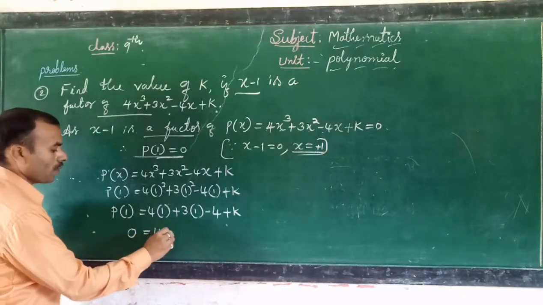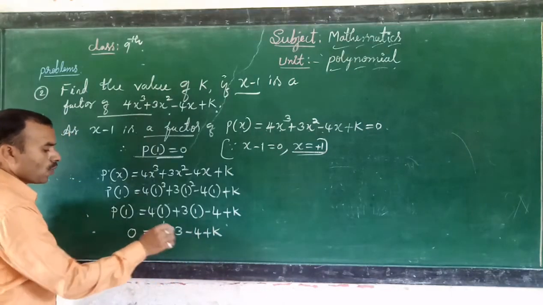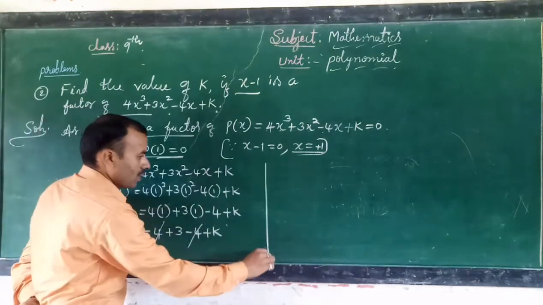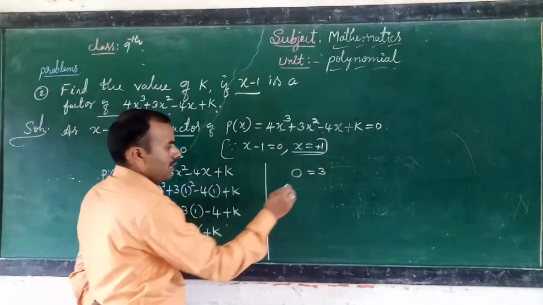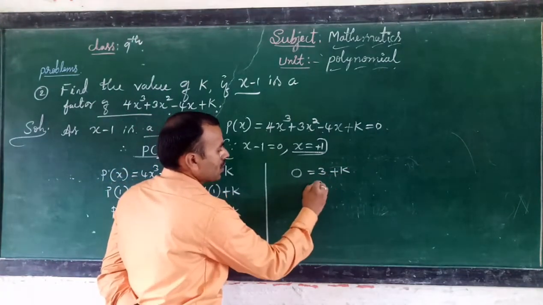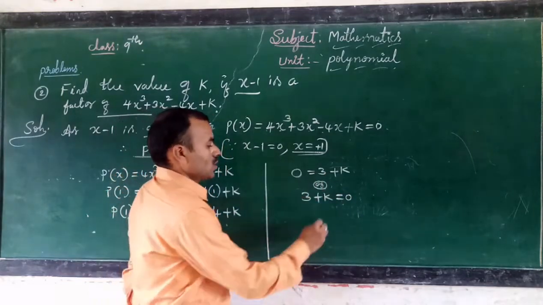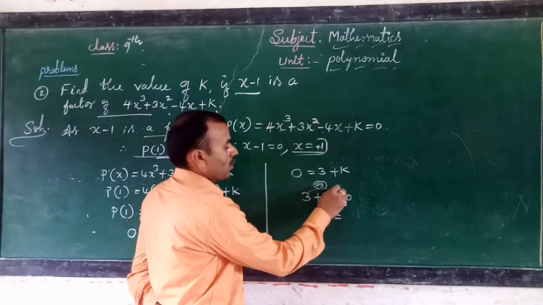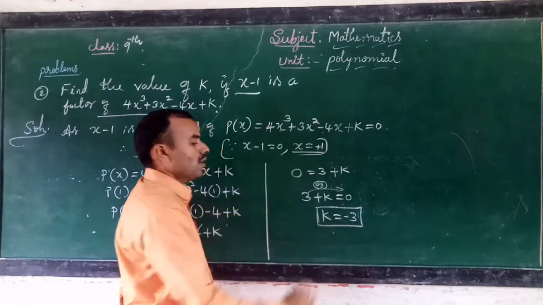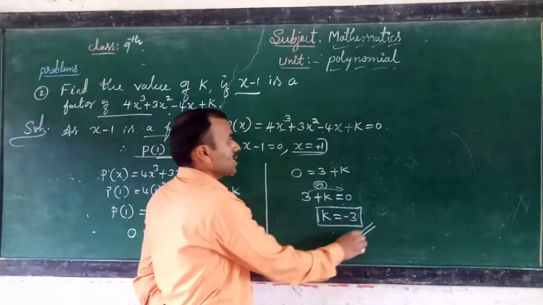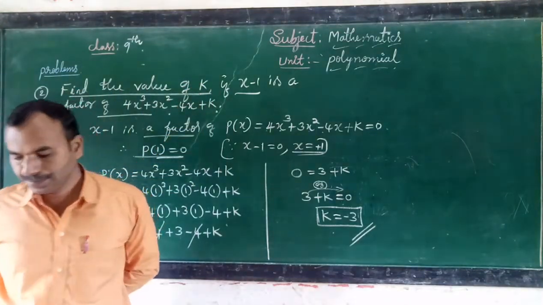So 4 plus 3 minus 4 plus k. Here plus 4 and minus 4 get cancelled. Here 0 is equal to the remaining terms, 3 plus k, or I write 3 plus k is equal to 0, both are same. So just transpose 3 to the RHS, it becomes minus 3. So here the value of k is minus 3. So we found in the problem the value of k.